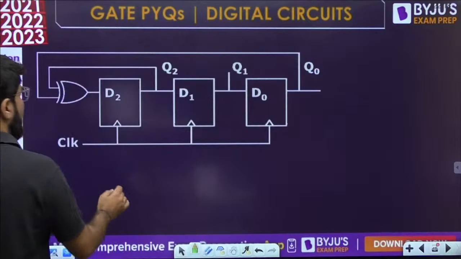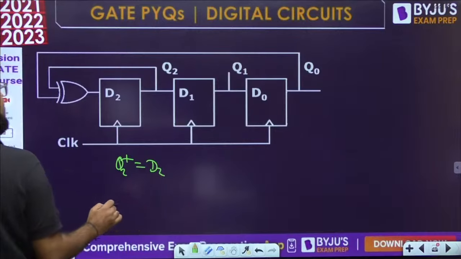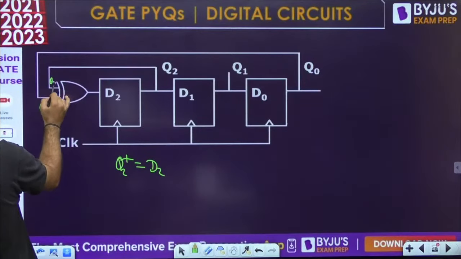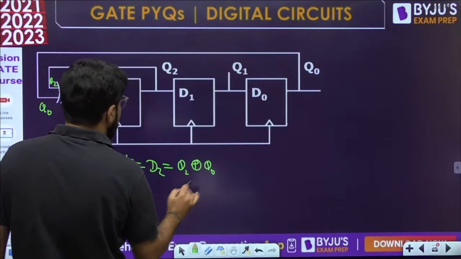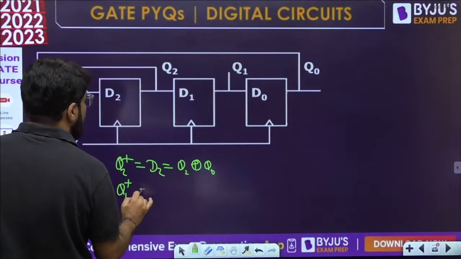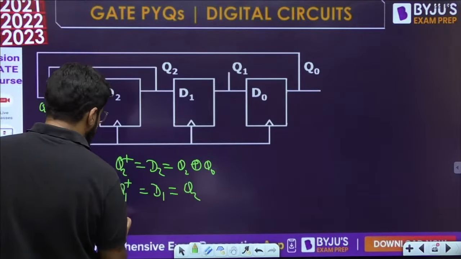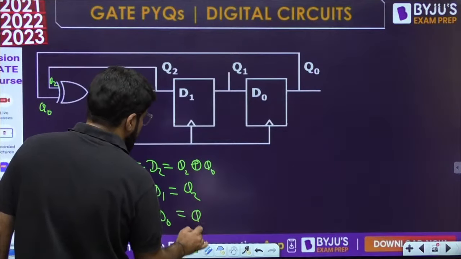So now, one by one, what is Q2 plus? Q2 plus is the D2 input, and the D2 input is the XOR of Q0 and Q2. So it is Q2 XOR Q0, MSB and LSB. What is the value of Q1 plus? Q1 plus is D1, and D1 gets its value from Q2. Q0 plus is equal to D0, and D0 is connected to Q1.